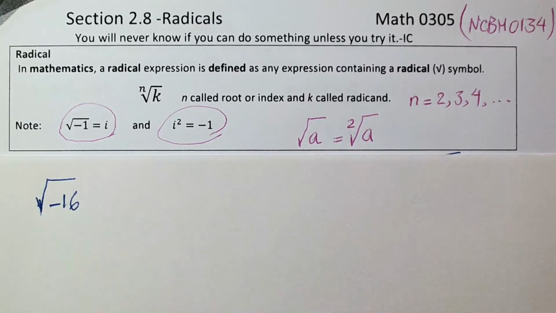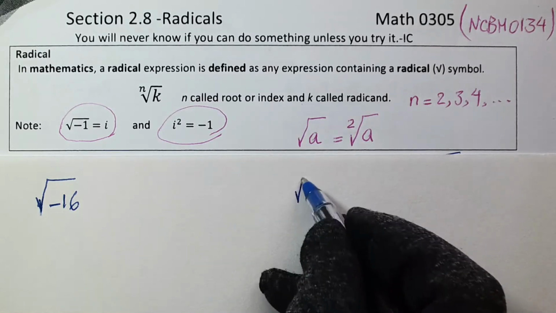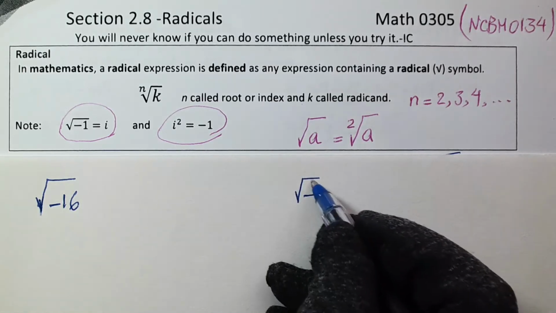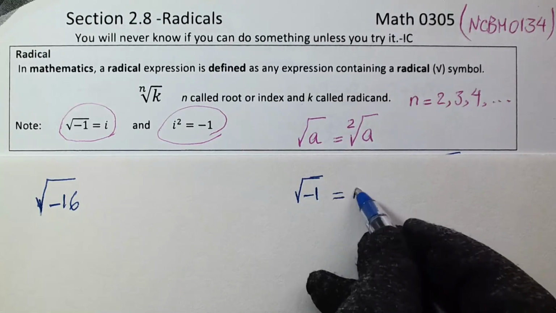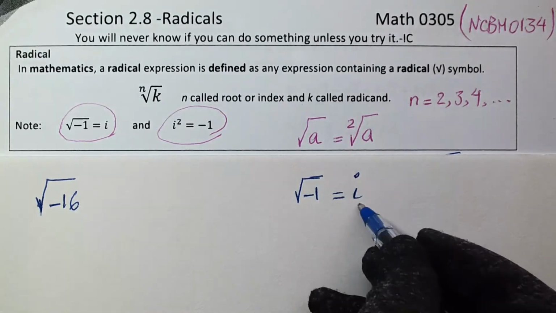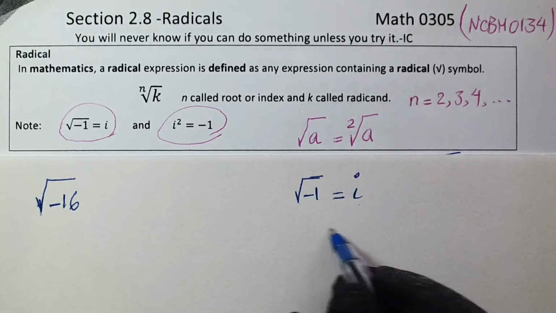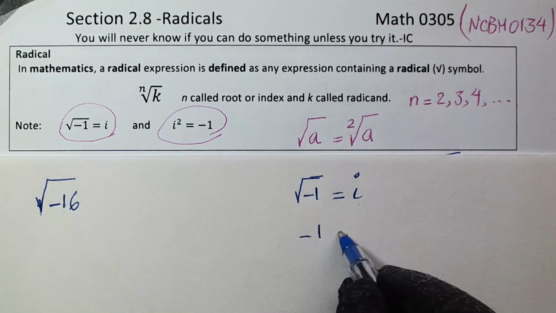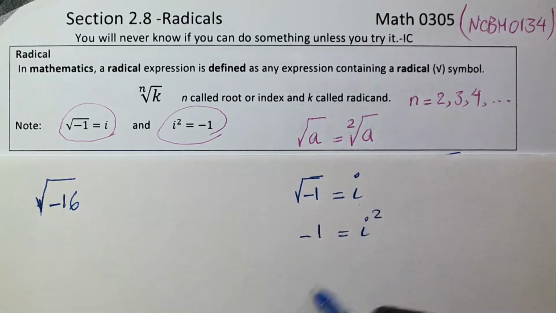this is not a real number anymore. This is a complex number. In complex numbers, we call the square root of negative 1 as i. So if I square both sides, negative 1 equals i squared.